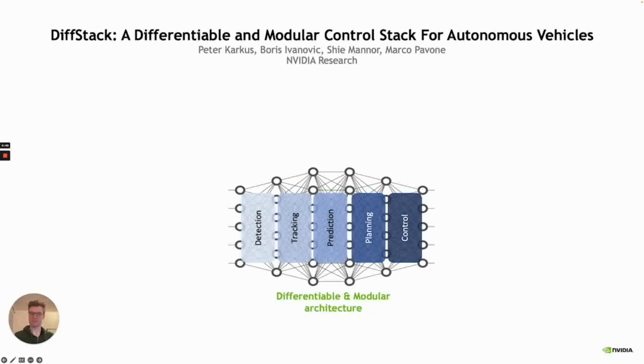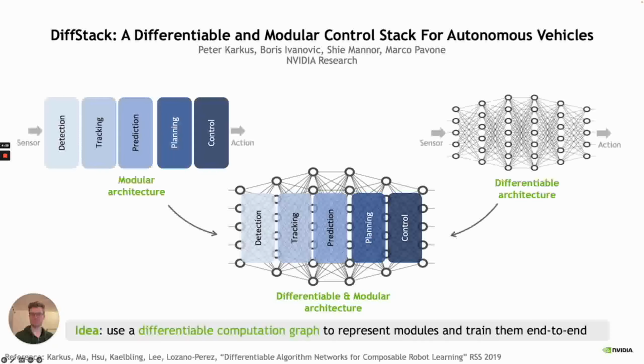Hi, I'm Peter from NVIDIA. DivStack is a new architecture for autonomous vehicles that is differentiable and modular at the same time. The key idea is to make the standard modular stack differentiable and train it jointly end-to-end. DivStack is like a neural network, but it has interpretable interfaces, intermediate losses, and it retains algorithmic components like a planner or controller, thus combining data-driven learning with interpretability, generalization, and safety guarantees.